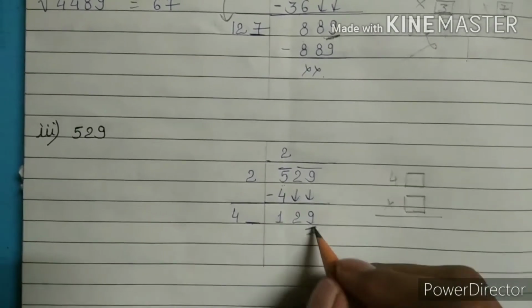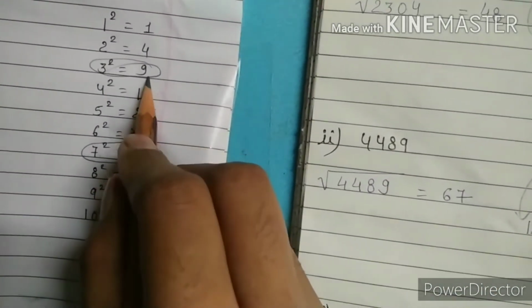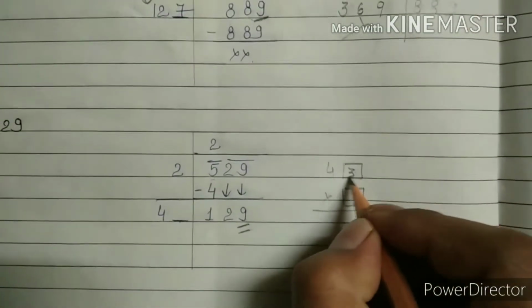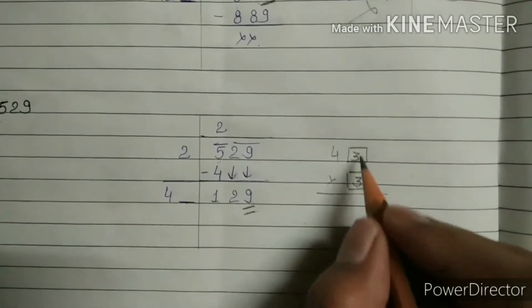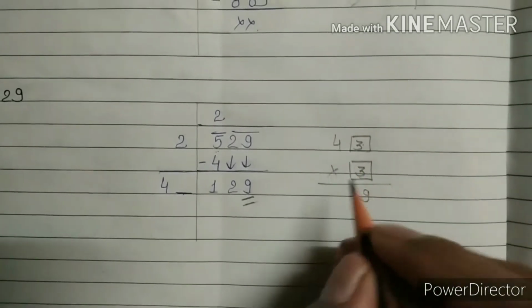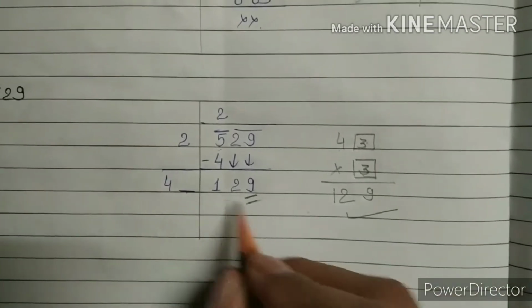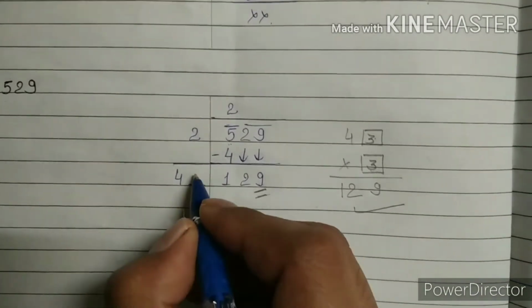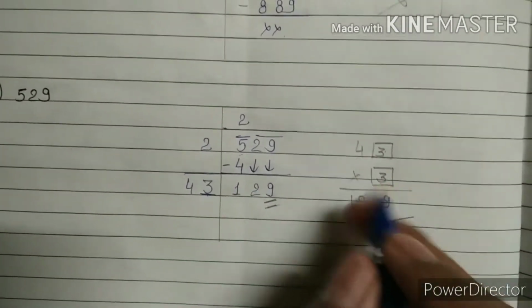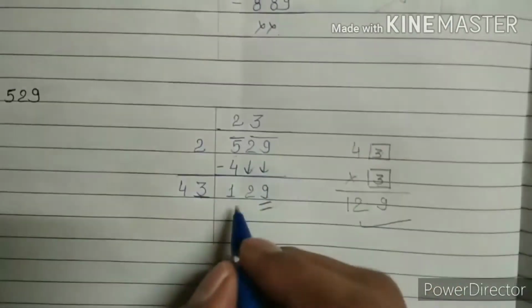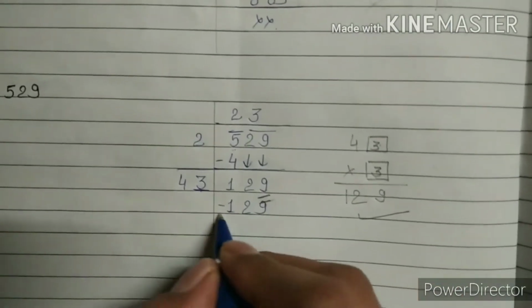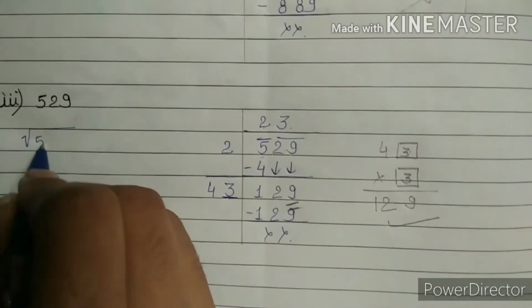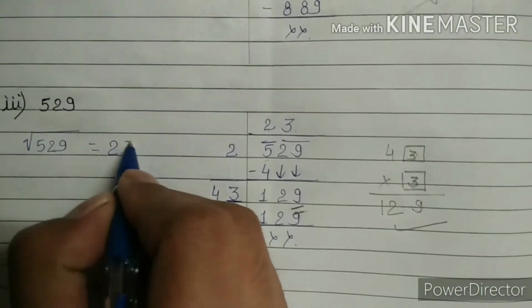So 9 is coming on the square of only two numbers, that is 3 square and 7 square. So one time we will put 3 here. Let's put 3. 3 3s are 9 and 3 4s are 12. We get exactly 129. So there is no need of checking by doing the 7 multiplication. This 3 will come here and this 3 will go upside. 43 multiplied by 3 is 129. After subtraction it is 0. So the square root of 529 is 23.